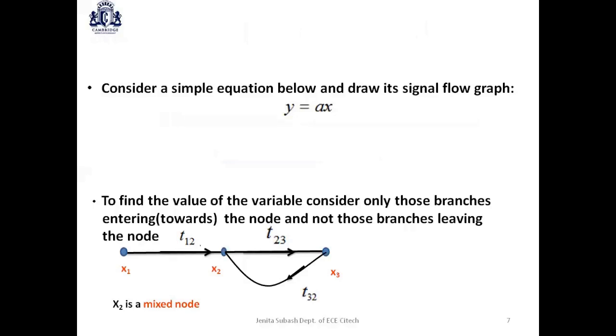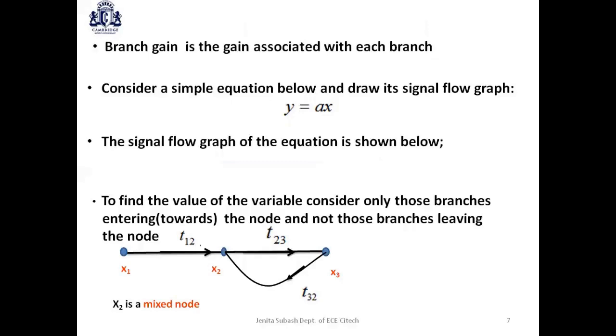Let's consider a simple example given here and draw its signal flow graph. We are given an equation y = ax, in which y represents the output and x represents the input and a represents the branch gain. Branch gain is the gain associated with each branch. So let's try to draw the signal flow graph.